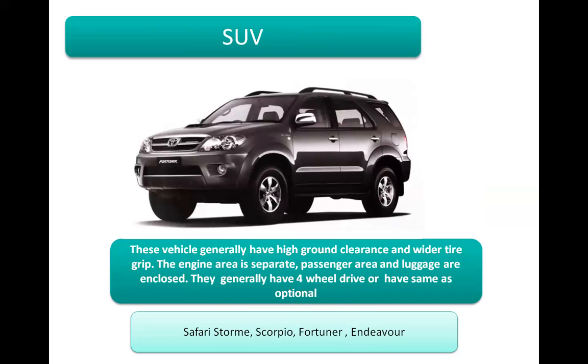Now SUV, sport utility vehicles. These vehicles generally have high ground clearance and wider tire grip. The engine area is separate, passenger area and luggage area enclosed. They generally have four-wheel drive or have the same as an option. For example, such vehicles are Safari Storme, Scorpio, Fortuner, Endeavour.